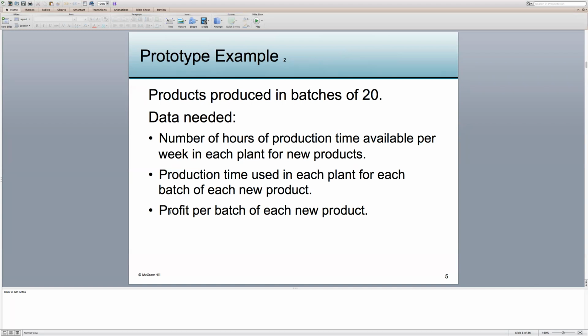And then you have to know how much money you make. For each batch of each new product, what is the profit? So you need the number of hours of production time available per week in each plant, the production time used in each plant for each batch of each new product, and the profit per batch of each new product.